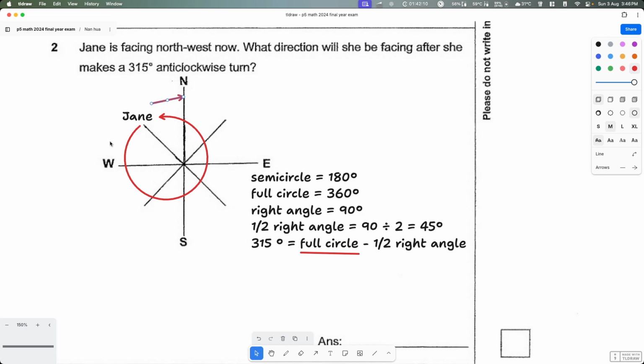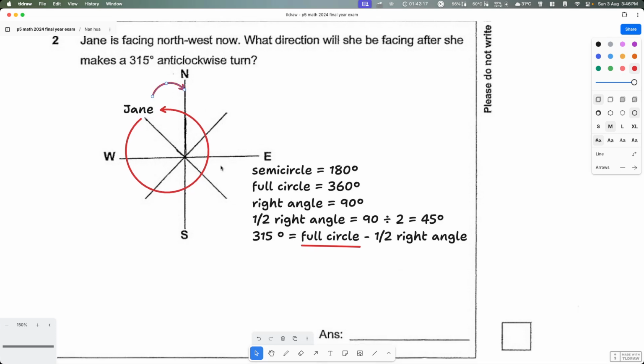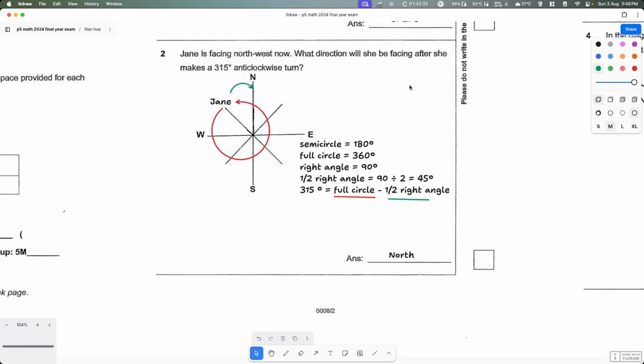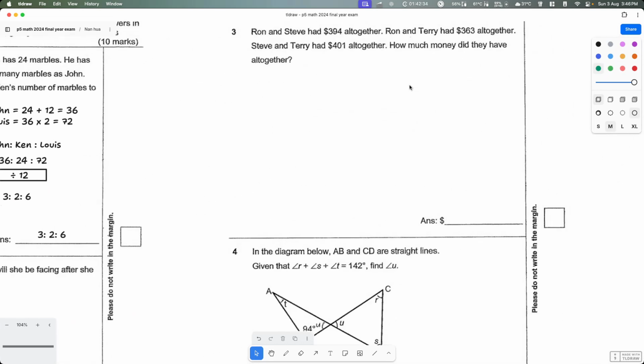So she basically goes anti-clockwise, right? Clockwise is the other side, anti-clockwise is this side. So where is she facing? She is facing N, or north, right? North over here. Okay, in this case, I'm gonna put this as half a right angle, which is green, so I'm gonna put this as green like this. There you go. All right, let's move on to the next question.